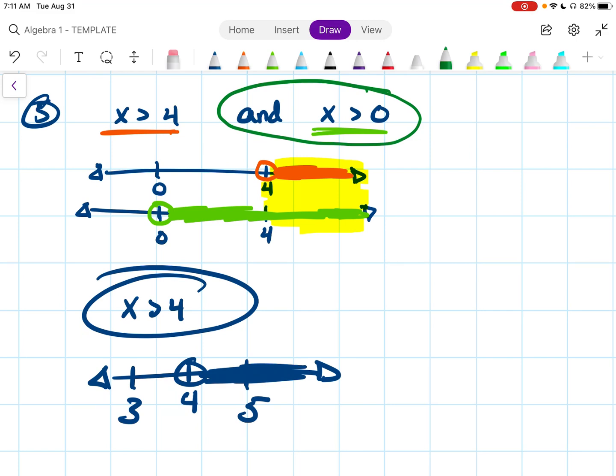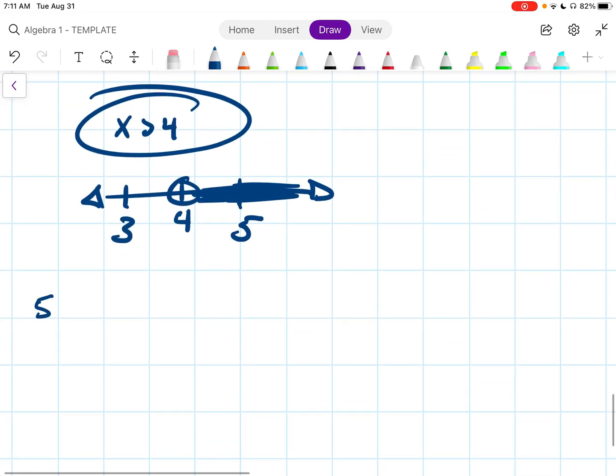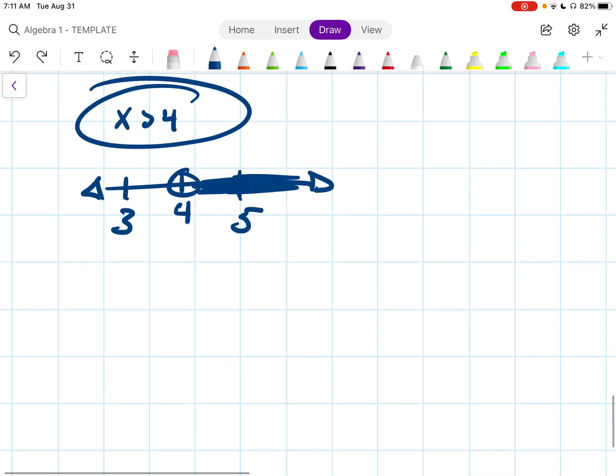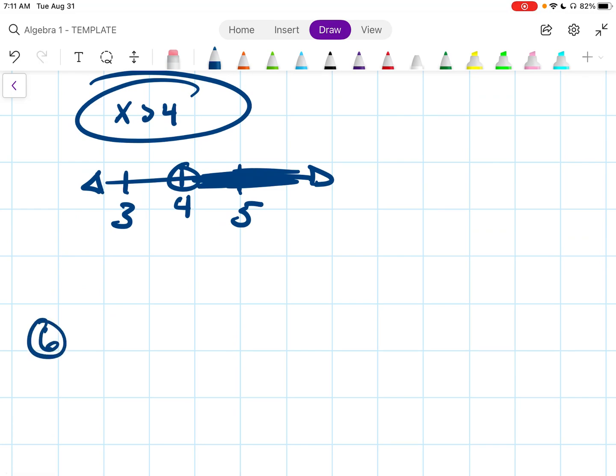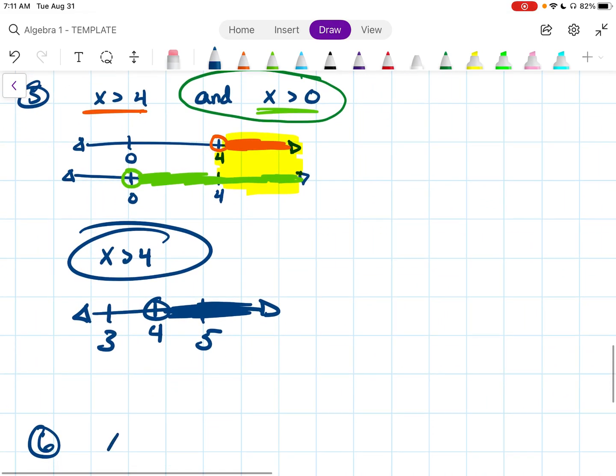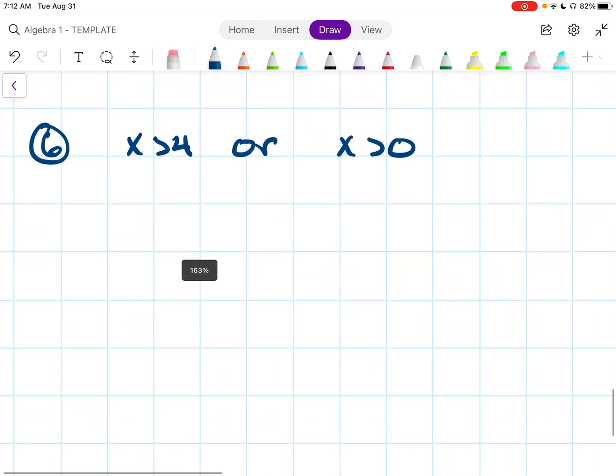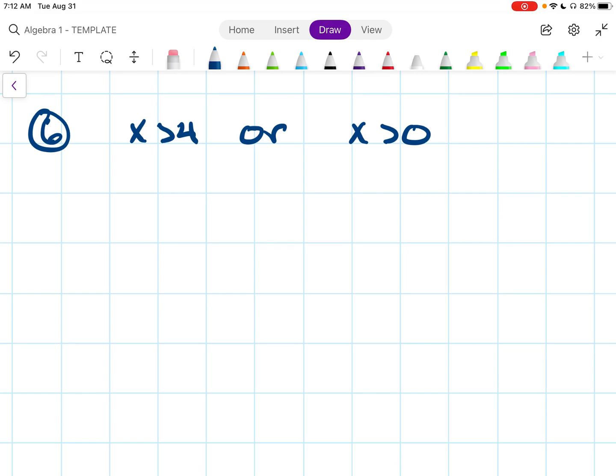Now, let's look at another example. Oops, this would be number 6, wouldn't it? Oh, but I'm having a hard time remembering this. Let me look at what my example was going to be. Oh, here it is. We'll say x is greater than 4 or x is greater than 0. So this time we're using an or. Or means that it could be the first one, the second one, or both of them. Okay, or both of them.